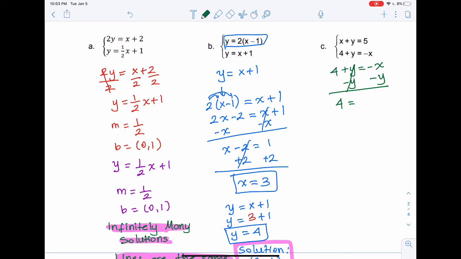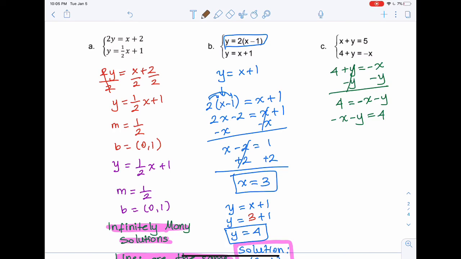And we will have negative x minus y on the right side of the equation. Now I can rewrite this equation as negative x minus y is equal to 4. It's the same thing.